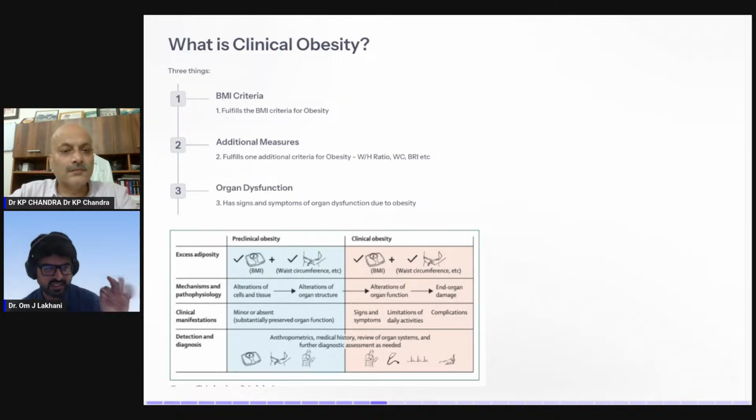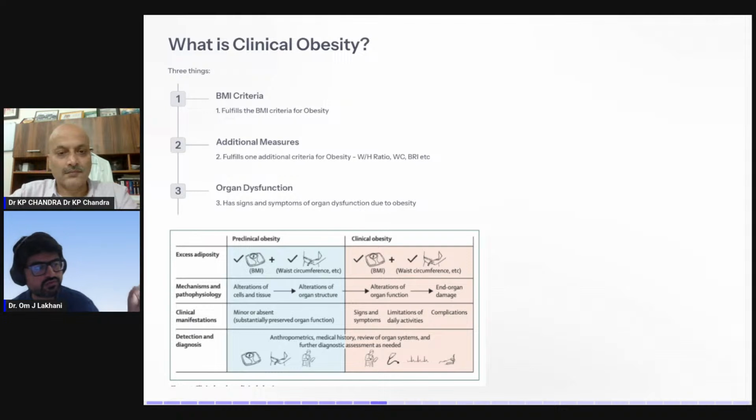The third criterion they've said is that the patient should have any sign or symptom of organ dysfunction. So there should be either signs and symptoms, or there should be some limitation of daily activity because of his obesity, or there should be some complications. For example, as you very rightly said, sir, the patient Joginder had dyspnea on exertion, so there is some amount of limitation of activity.